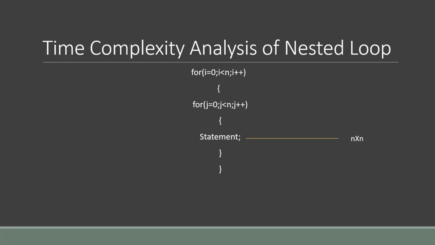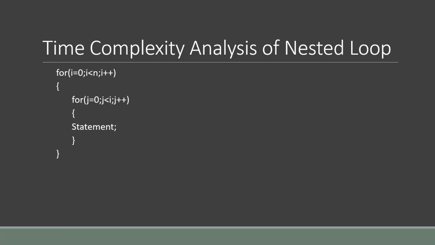As the value of i will rotate up to n, the value of j will also be changing n times for each value of i. So the total number of values of i is n, and the total number of values of j is n into n. So the statement executes n into n times, so the time complexity for this particular statement is order of n squared.